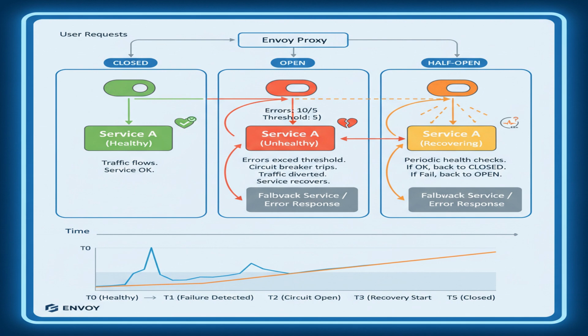A circuit breaker acts as a safety switch, automatically opening when a service becomes unhealthy, preventing further requests from reaching it. This allows the failing service to recover without impacting the rest of the system. When the service recovers, the circuit breaker will automatically close, resuming normal traffic flow.